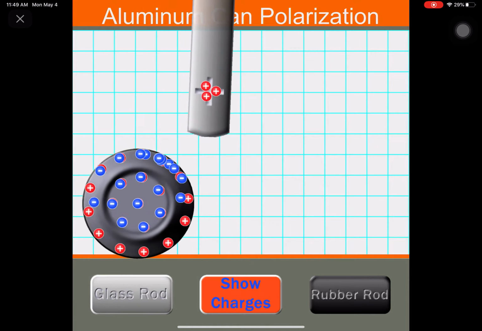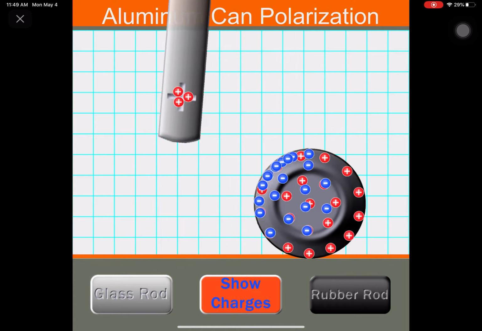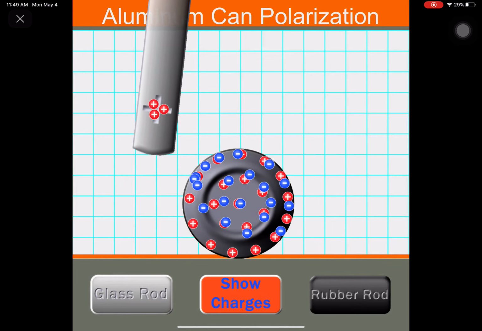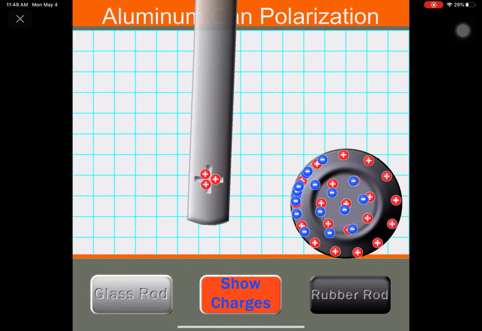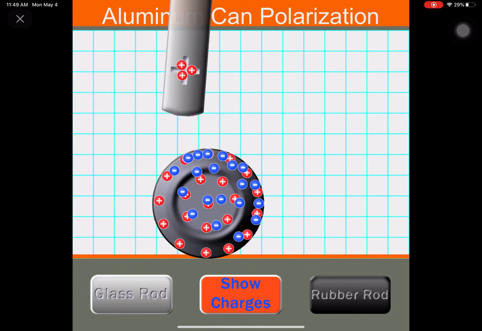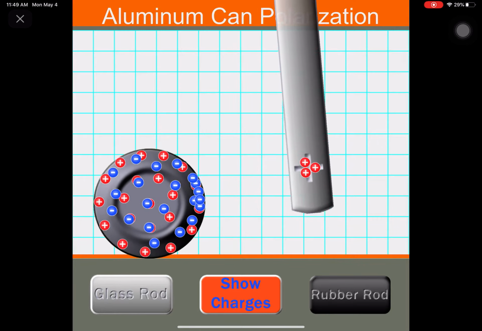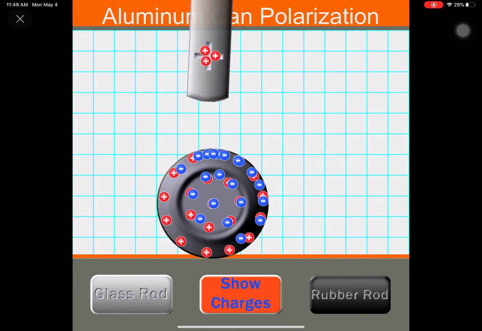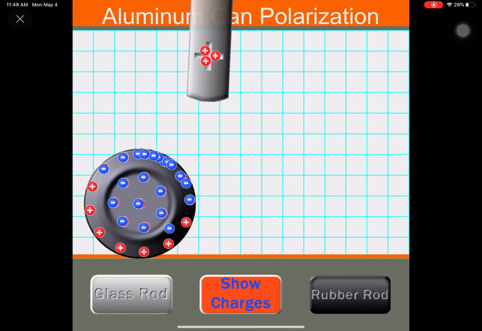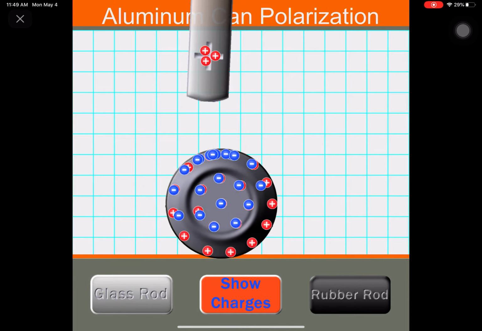Polarization is occurring. Notice how those electrons are moving to the side closest to the rod. That's because there's a force of attraction between the positively charged rod and those electrons within that structure. Now, aluminum is a conductor, so that's why those charges are able to move freely throughout the structure.